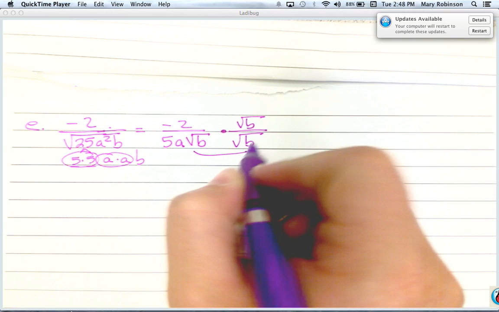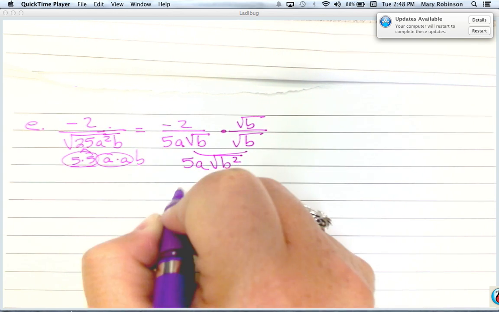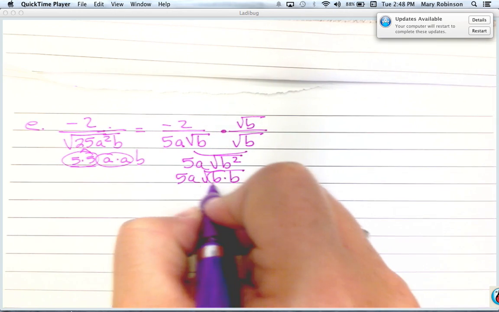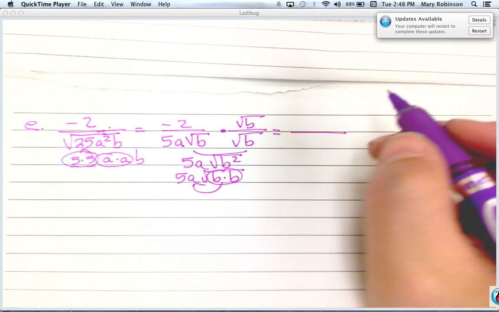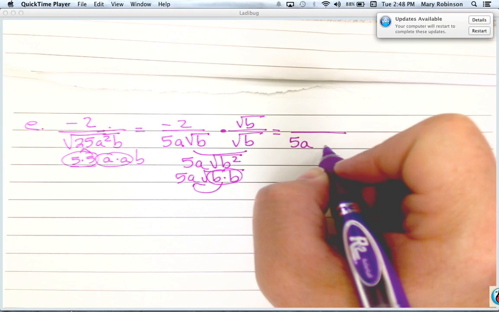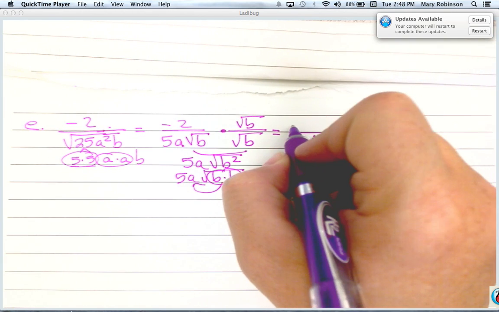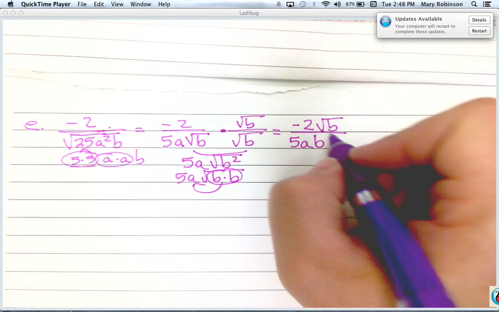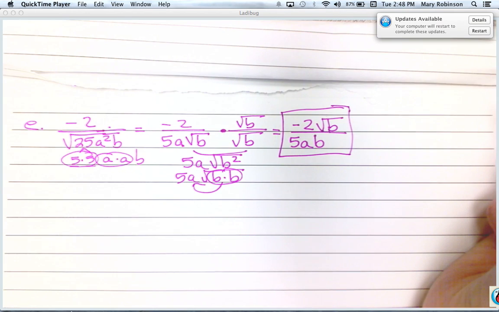Now, why do we do that? Because that would give us 5A square roots of B squared, which is B times B, which now allows us to take a B and pull it out. So that makes our denominator 5AB. Now on top, when we multiply these together, it's simply a number and a radical, so there's really nothing we can do except leave it. And that would be our final answer.